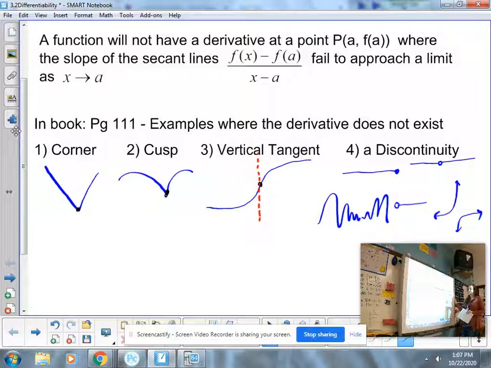Vertical tangent. This happens in the cube root function. If you draw a tangent line and it is completely vertical, then you can't take the derivative there because the derivative is undefined. The derivative is slope, and slope is undefined for vertical lines. And then, of course, discontinuity. So you have your jumps, your oscillations, your removable discontinuities, your infinite discontinuities, so we can't take the derivative of those things.